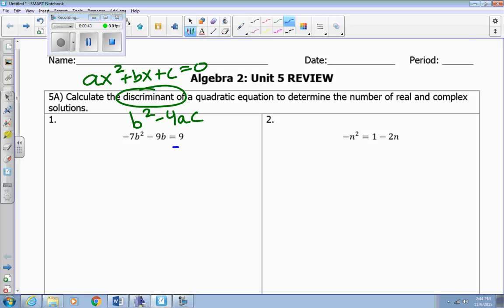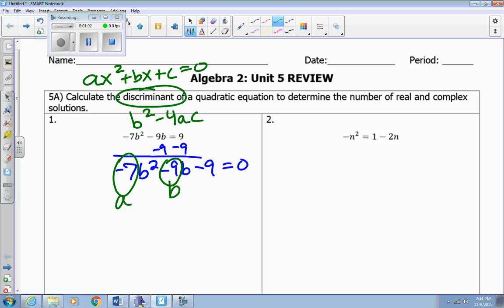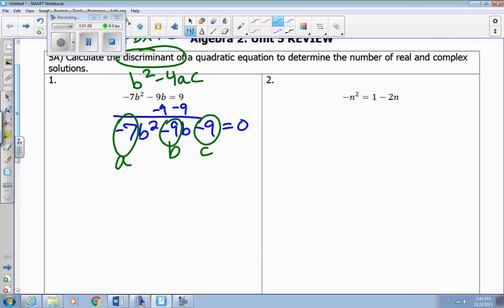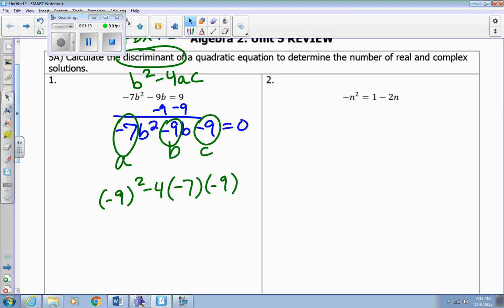So in the first problem, you need to subtract 9. So you have negative 7b squared minus 9b and the minus 9. Not like terms, so they can't go together. Now we have the a, b, and c. A is always with the variable squared. B is always with just the variable, and C does not have a variable on it. Let's put these into b squared minus 4ac. So negative 9 squared minus 4 times a times c. Put this into the calculator exactly how you see it.